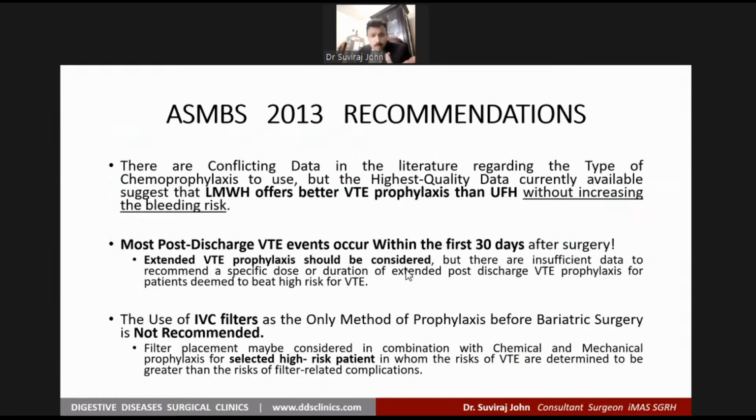Now, I won't get into this because I think somebody else is doing this, but low molecular weight heparin is better than unfractionated. You also have to understand, in terms of type of prophylaxis, how long and how much prophylaxis you will give, because most events seem to occur in the first 30 days. So that will again depend on your assessment and the grade of risk. IVC filters as the only prophylactic method, not recommended. Dr. Sivaraj, I'm sorry to interrupt. Somebody is going to talk about that. Okay, I'll stay out of that.